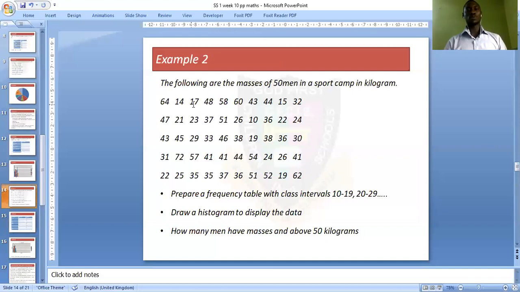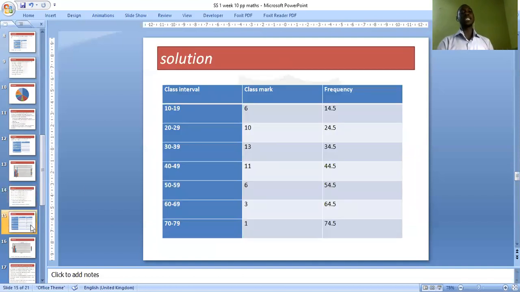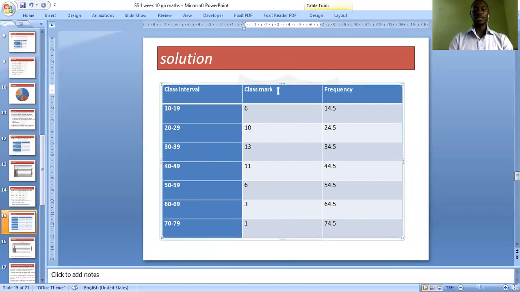14 lies between 2, 17 lies between, that is 2, 15 is in between 3, 10 is in between 4, 19 is in between 5, and the last one is 19, between 6. So you do that for all the intervals. So you get a class mark, and you get a frequency.